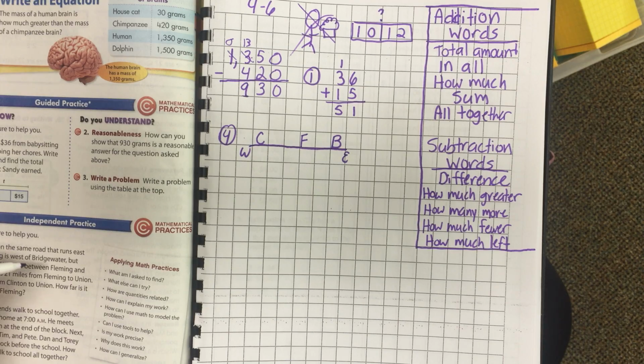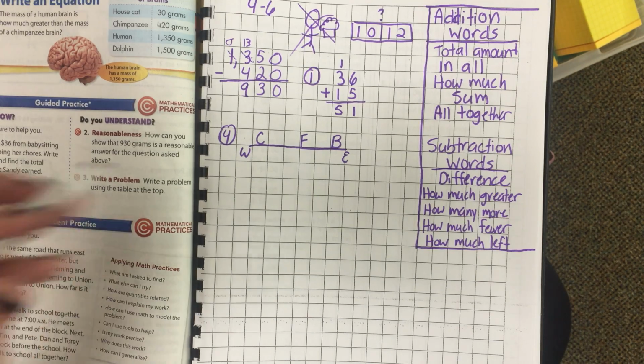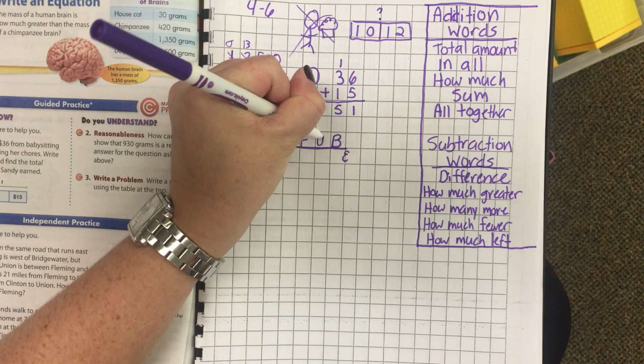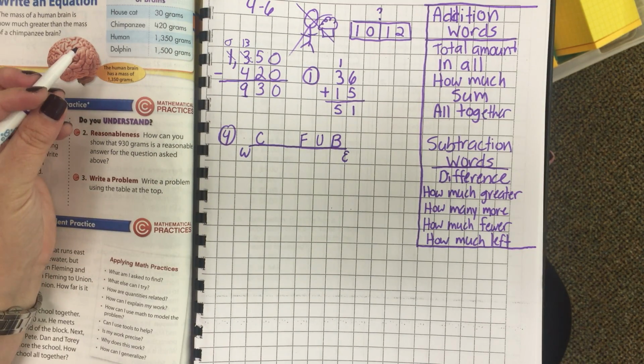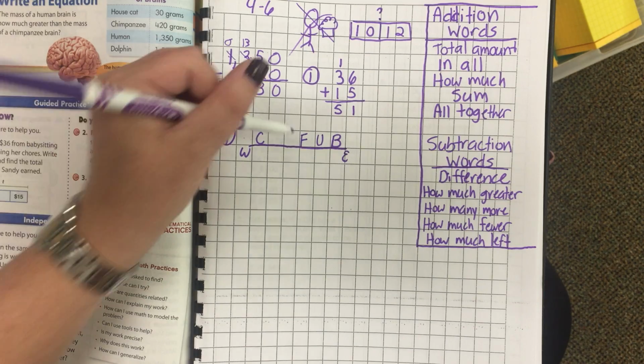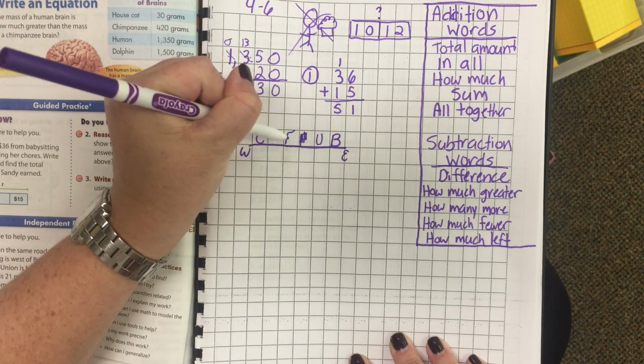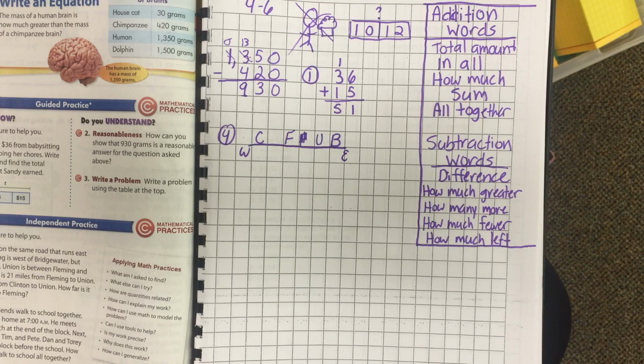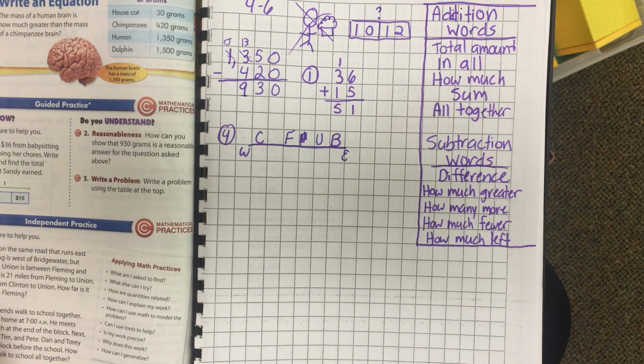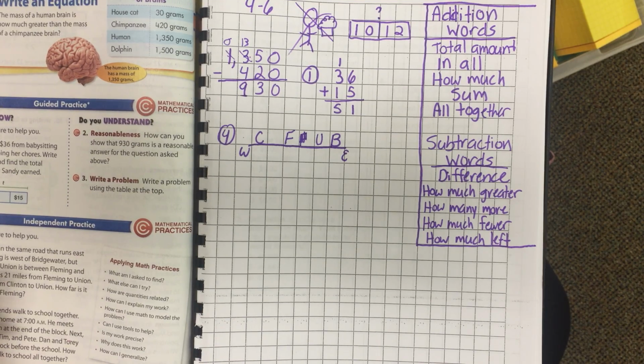Okay. Union is between Fleming and Bridgewater. Oh, so I'm going to put Union right here. You know what? This might not be the most accurate, but that's okay. If anything, I might move my F a little closer here in the middle. But honestly, that doesn't matter. As long as I can visualize what's going on, I'm going to be fine. All right. So now I've got where my cities are.